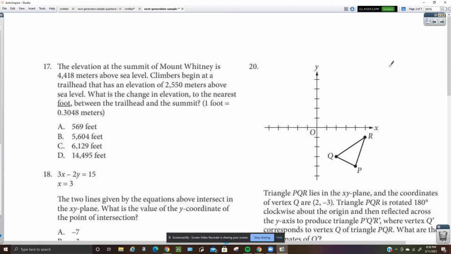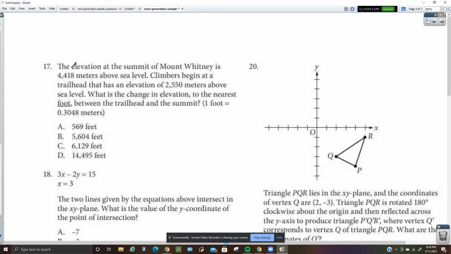The elevation of the summit of Mount Whitney is 4,480 feet. Climbers begin at a trailhead at an elevation of 2,550. What's the change in elevation? One foot is equal to 0.3048 meters.